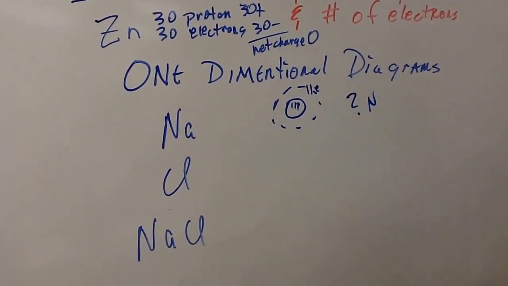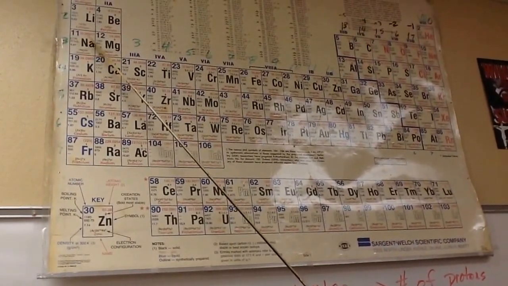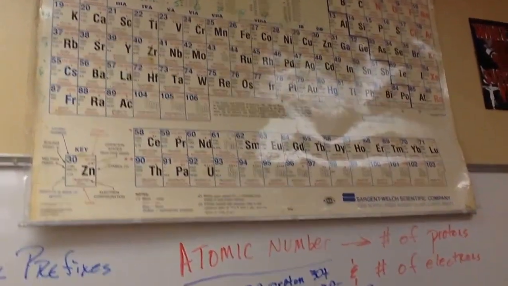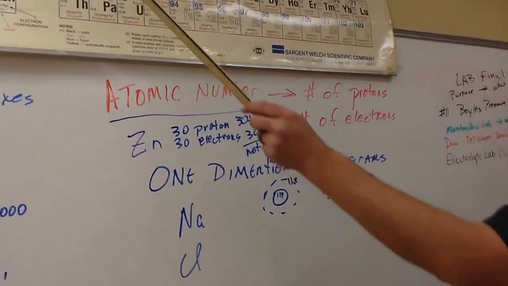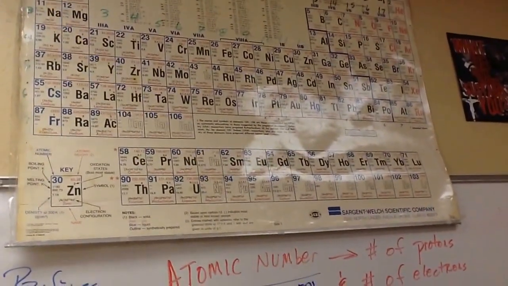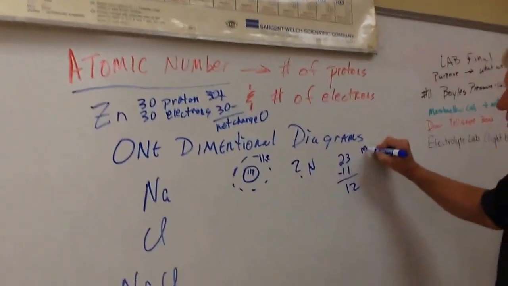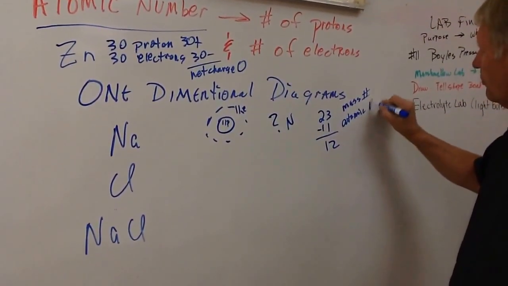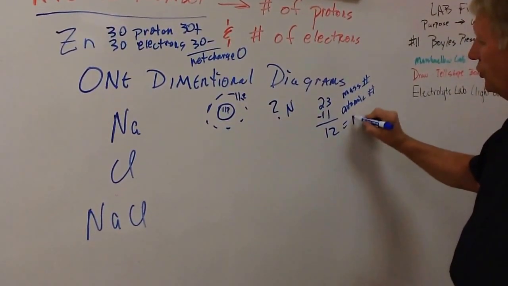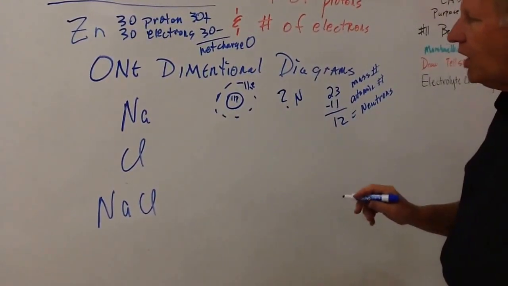In order to get the number of neutrons, we subtract from the mass number. We round it off. In sodium's case, it's 22.989, so we're going to round that up to 23. We take the mass number minus the atomic number, so that would be 12. The mass number minus the atomic number equals the number of neutrons. We'll talk more about why that is, but for right now, let me make this a little bit bigger.